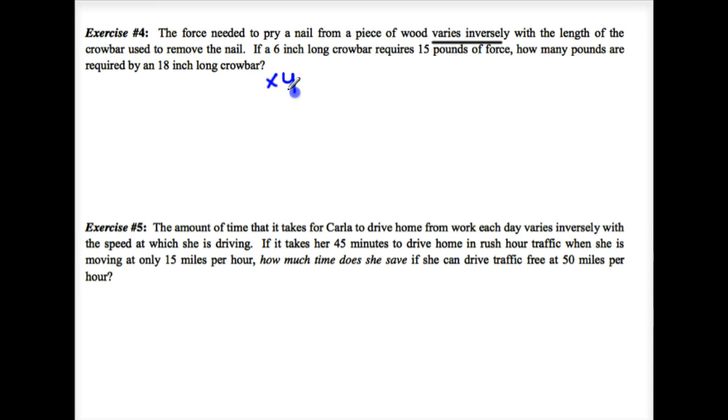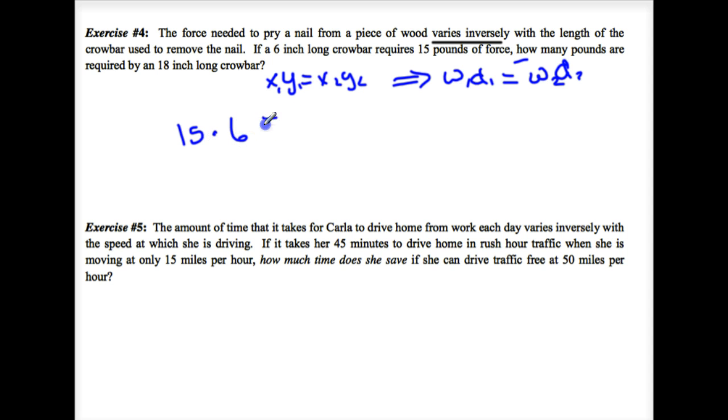It can be x1y1 has to equal x2y2. This is the same thing as w1d1 in our previous example. So this is 2. Oopsie. This should be d2. So it says the crowbar is 15 pounds times 6 inches long.